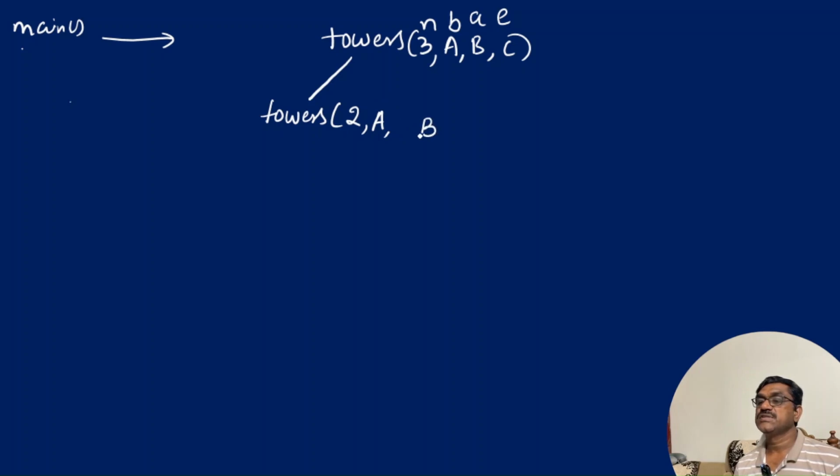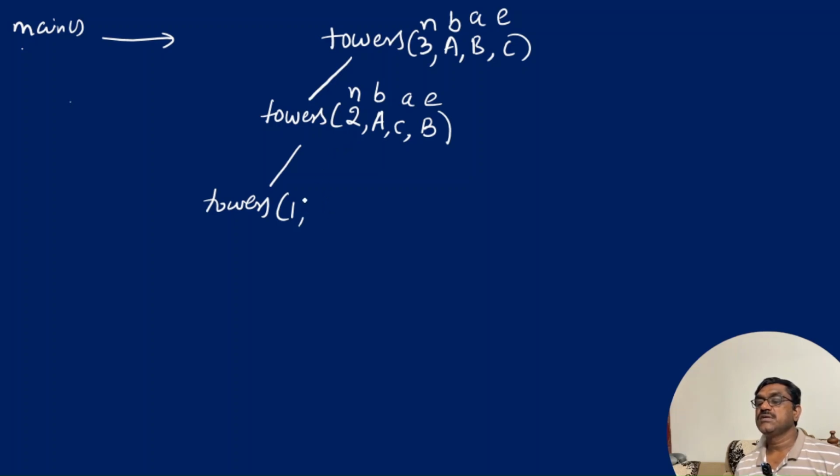For this, the destination is B. The remaining one left is B. I am writing like this. Now this becomes N, and this becomes B, and this is A, and this is C. Now again move left. Again you call the same towers. N minus 1, you take 1.